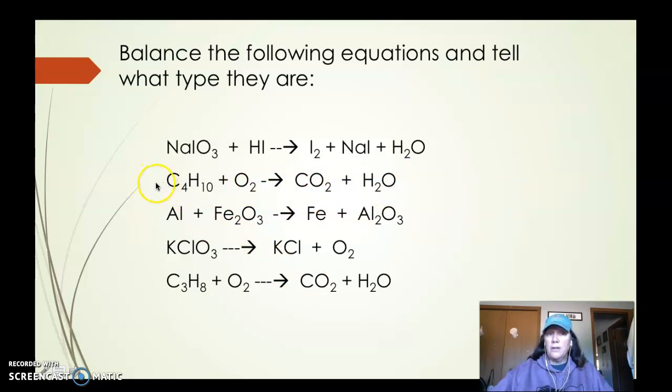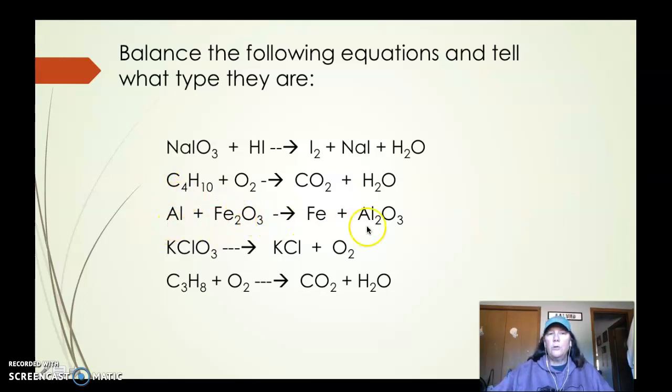So put a 2 here, make this 8, put an 8. This is 20, so I put a 10. So now I have 8 times 2 is 16, plus 10, 26. So now I put a 13 right here. Okay, so anytime you're doing a combustion, start with carbon, then do the hydrogen, save the oxygen for last. If you add an odd number over here and an even number over here, double the first one, and then it's not so bad.